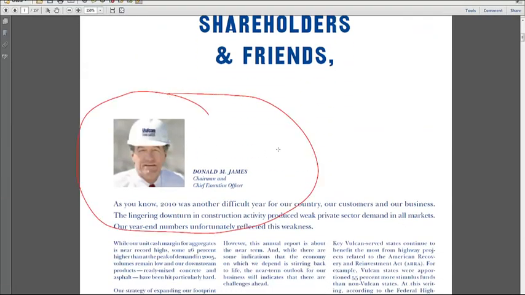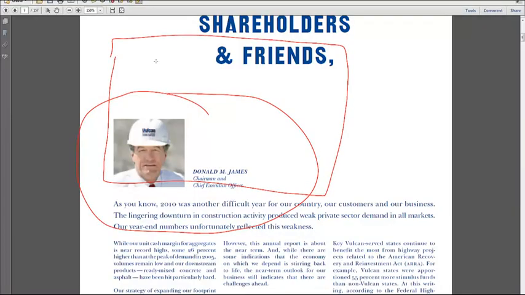Now, there's been more academic research that says the bigger the picture of the CEO is, the more narcissistic the CEO is. And you want to stay away from narcissistic CEOs. So this is a nice, reasonably sized picture. He's wearing a hard hat. Seems like a down-to-earth guy. I think I would trust him.